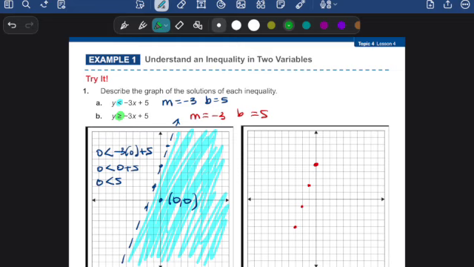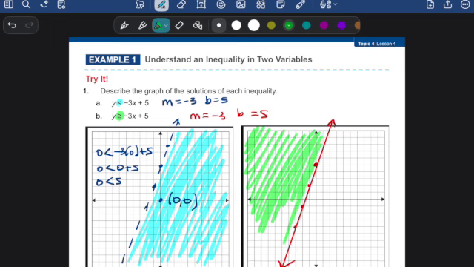Before I connect my dots, let's check our inequality symbol. It's greater than or equal to. Since it's equal to, I know that this line could also be a solution. So a point on the line could work. So we're going to make a solid line through those points. And then since it's greater than, we're going to shade above the line.